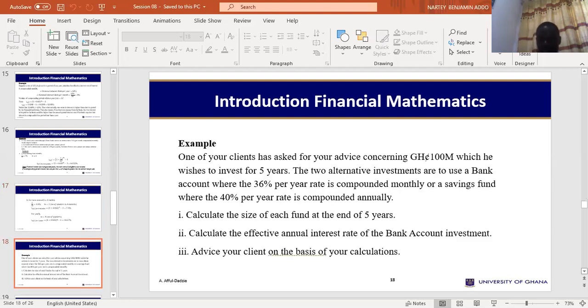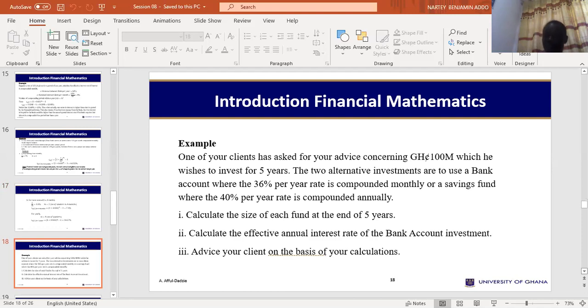So one of your clients has asked for your advice concerning 100 million, which he wishes to invest for 5 years. So you want to invest 100 million, and it's about one single payment that you are making into an account. You want to deposit this money into an account and forget about it for the next 5 years. Now, there are two alternative investments.